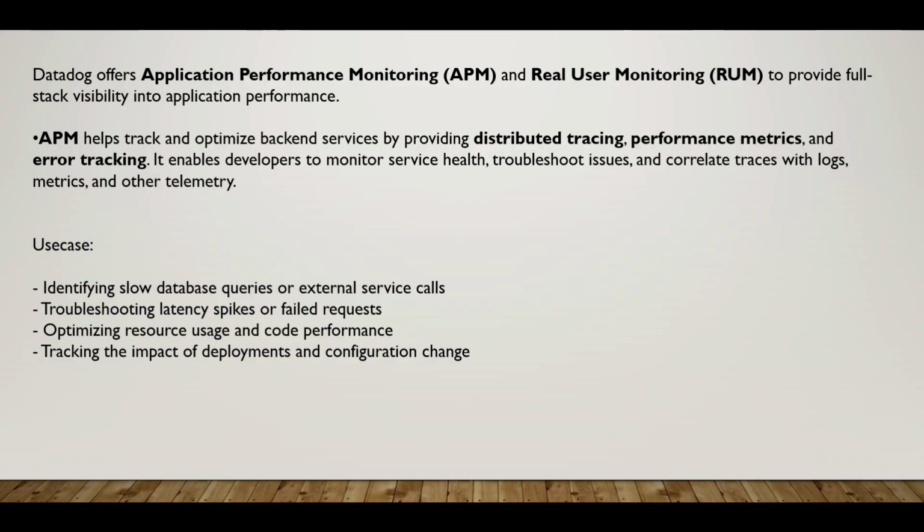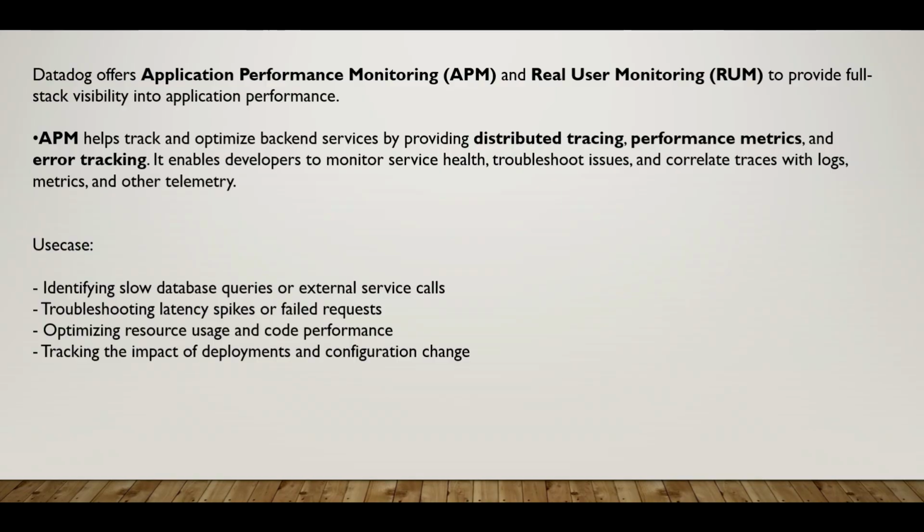APM will help us to track and optimize backend services by providing distributed tracing, performance metrics, and error tracking. It enables developers to monitor service health, troubleshoot issues, and correlate traces with logs, metrics, and other telemetry.